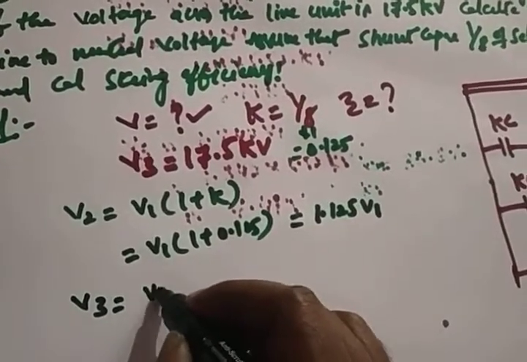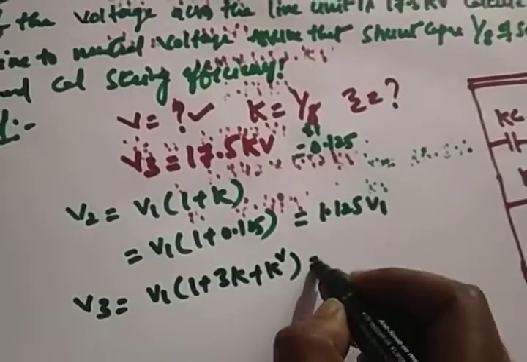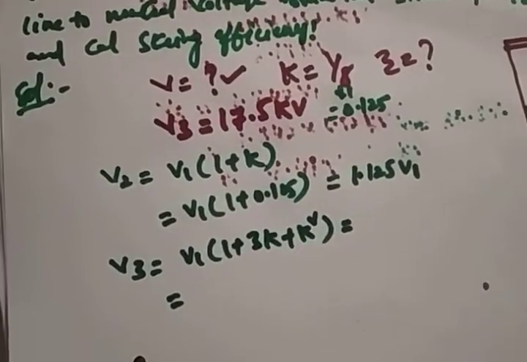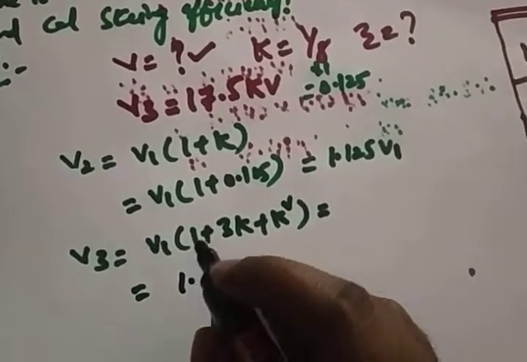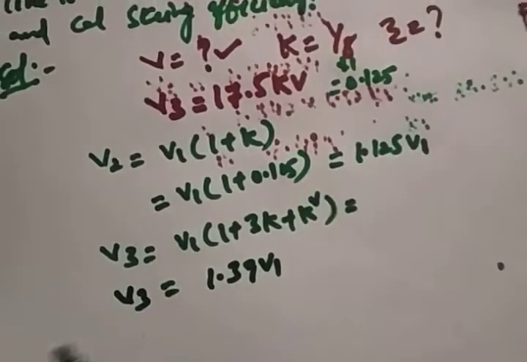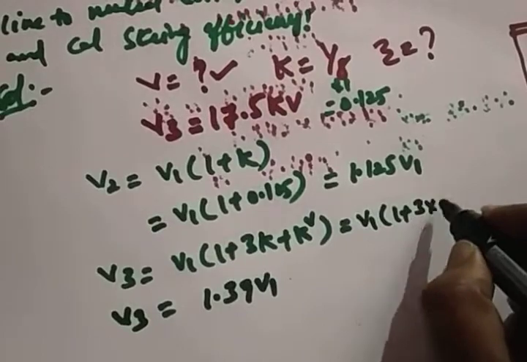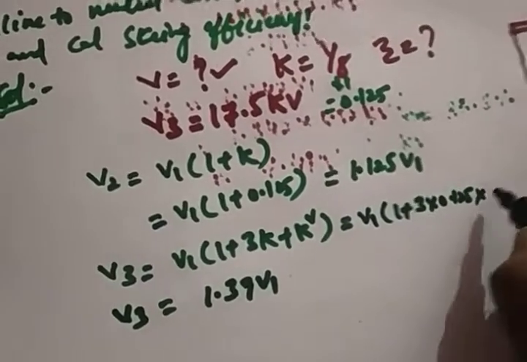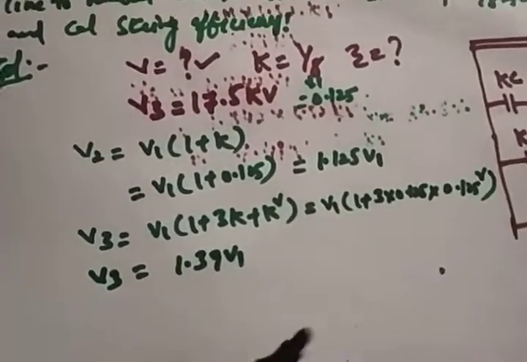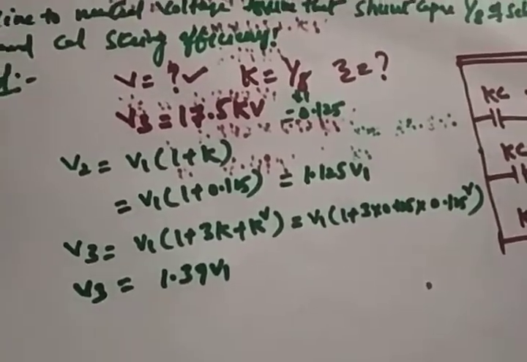V3 is equal to V1 into 1 plus 3K plus K square. You know the K value, 0.125. Substitute it: V1 into 1 plus 3 into 0.125 plus 0.125 square. If you calculate this, you will get the value of 1.39 V1. Now you know the value of V3.